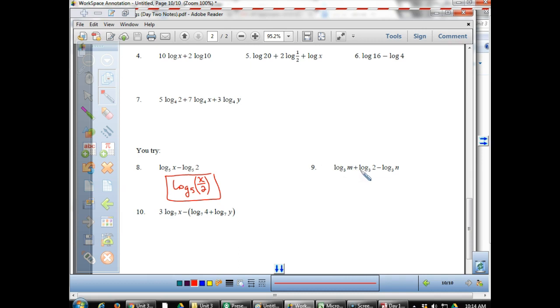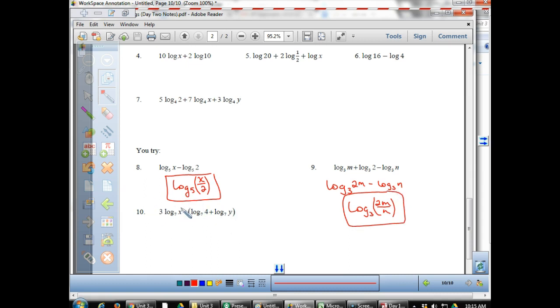Number 9, I have 3 things going on, the addition and then the subtraction. And remember, we're going to deal with this one first because of our order of operations. So it's going to be log base 3, and m gets multiplied by 2. So 2m, and then minus log base 3 of n. Then I combine these using division. So 2m over n, and again use parentheses to tidy it up.